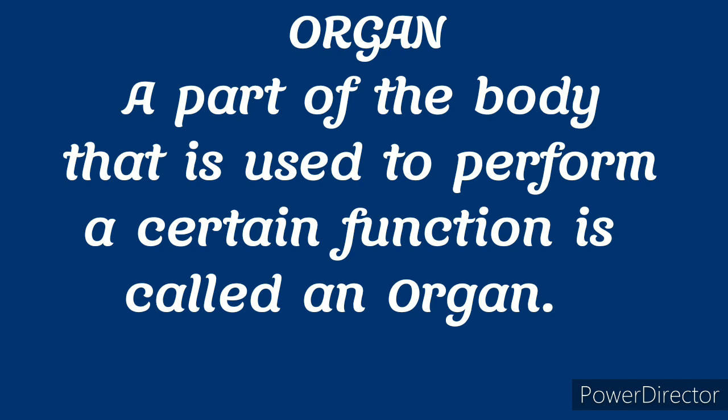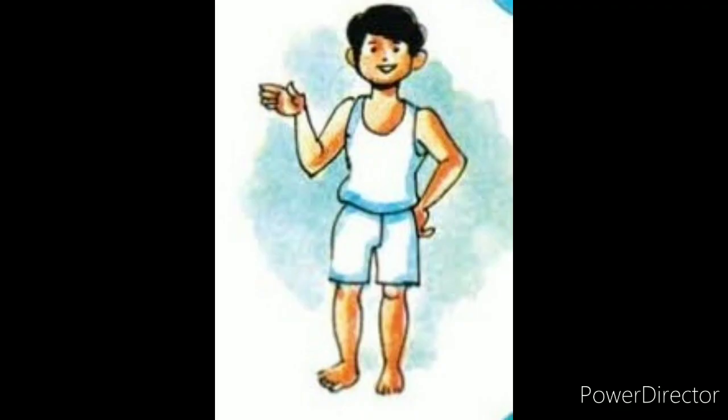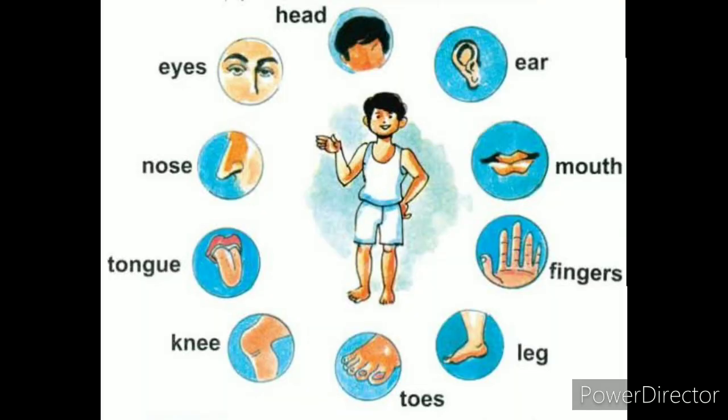A part of the body that is used to perform a certain function is called an organ. Now, organs on the outside of our body are called external organs. Example, ears, nose, arms, tongue, etc., as we can see them easily.